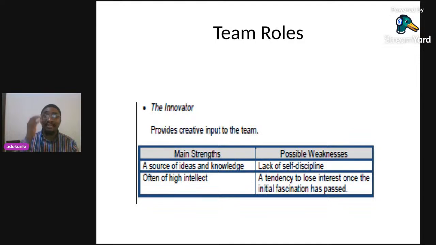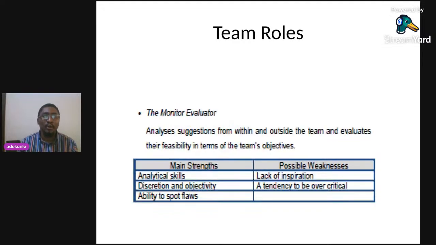They are often highly intellectual, but their weakness is that they lack self-discipline. They play too much, trust me. And of course, I know some examples, including me. They have a tendency to lose interest once the initial fascination has passed. That is one of the characteristics of the innovator within the team.